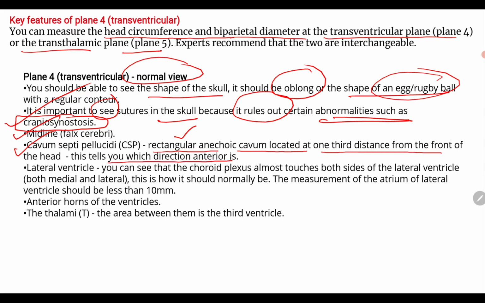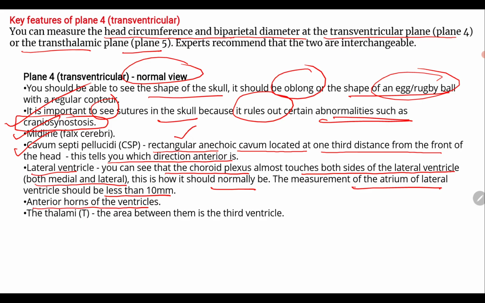This tells you the direction is anterior. You can see the lateral ventricle. You can see that the choroid plexus almost touches both sides of the lateral ventricles, both medial and lateral. This is how it should be. The measurement of the atrium of the lateral ventricle should be less than 10 mm. That is the cutoff limit for lateral ventriculomegaly.